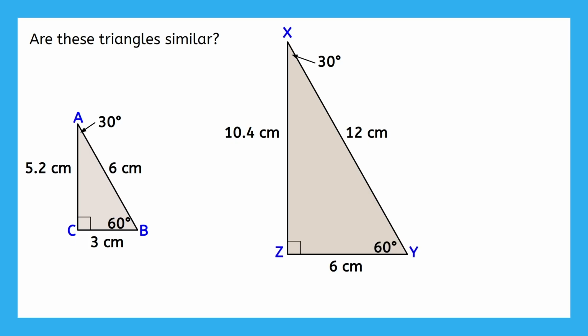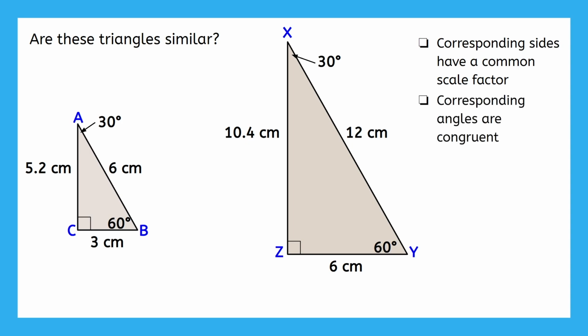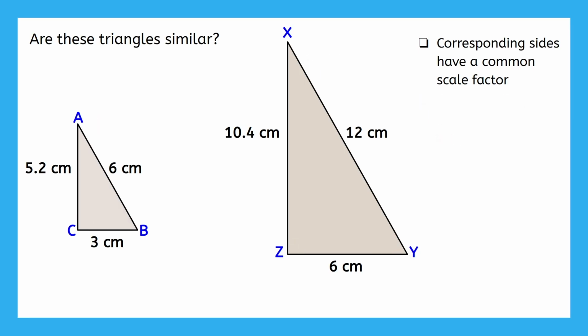Remember that in order to determine whether these triangles are similar, we need to know that their corresponding sides have a common scale factor, or are proportional, and that their corresponding angles are congruent. Let's look into those corresponding sides first. Take some time here to see whether the corresponding sides have a common scale factor. Pause the video now and take as long as you need.